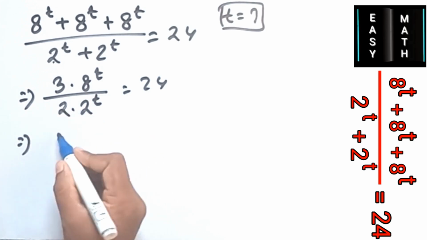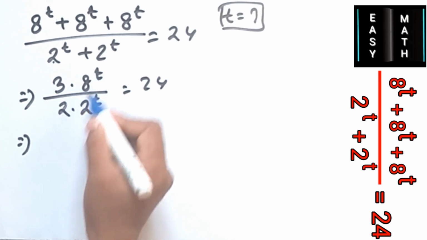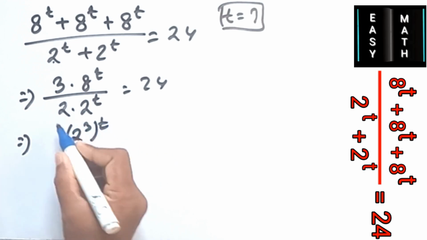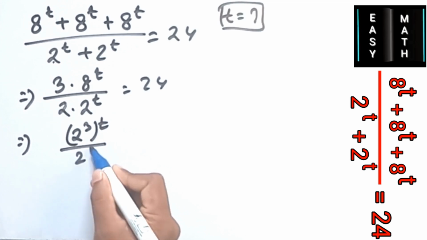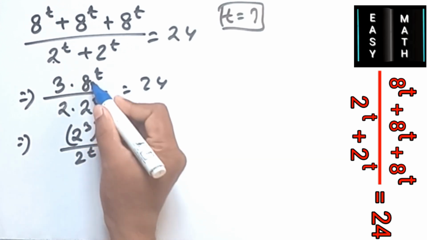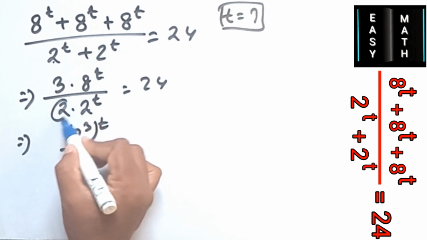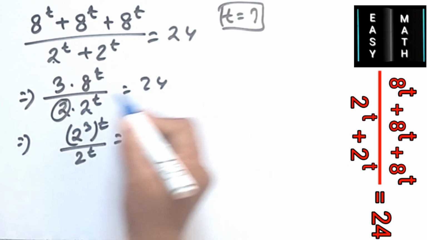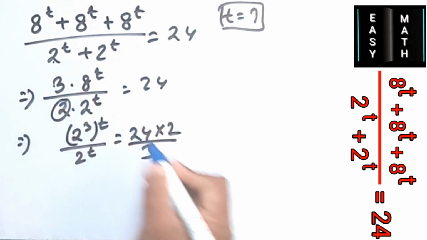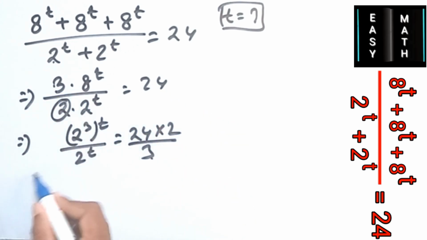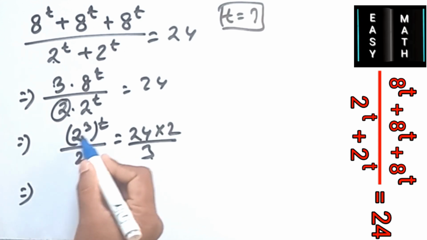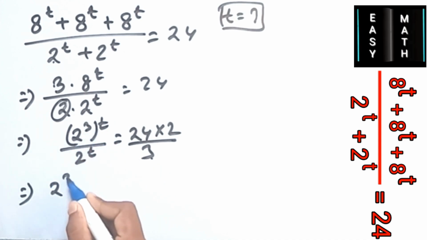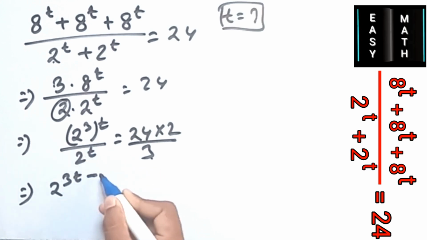And now this is the 3/8, so 2 cube of t and this is the 2t. This part is multiplied with this and this part is divided, this 3 is divided here. And now this is the 3t and this minus t.